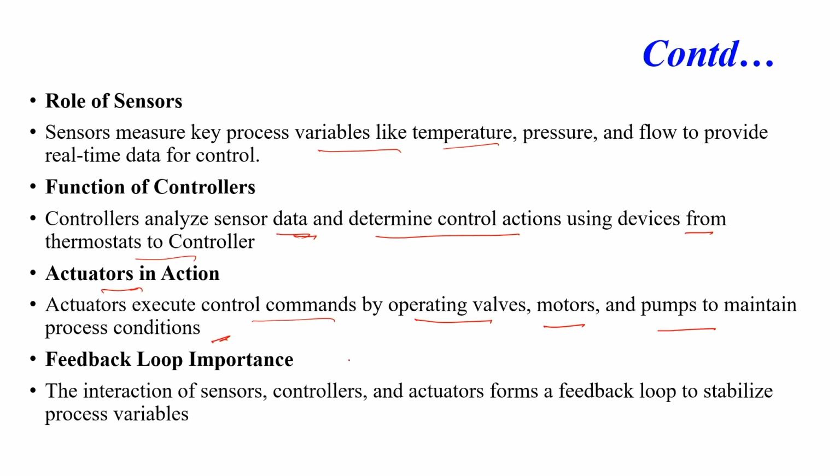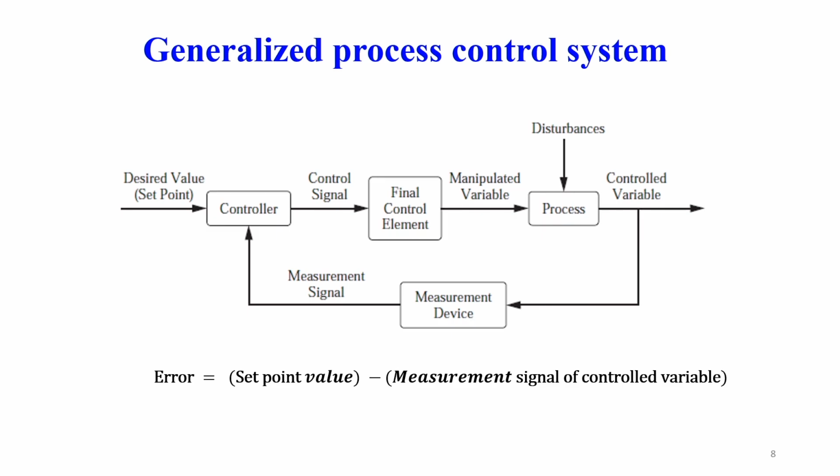And further, there is a feedback loop. The interaction of sensor, controller and actuator forms a feedback loop to stabilize the process variables. So, this is a generalized process control system. You can just see this is your process.